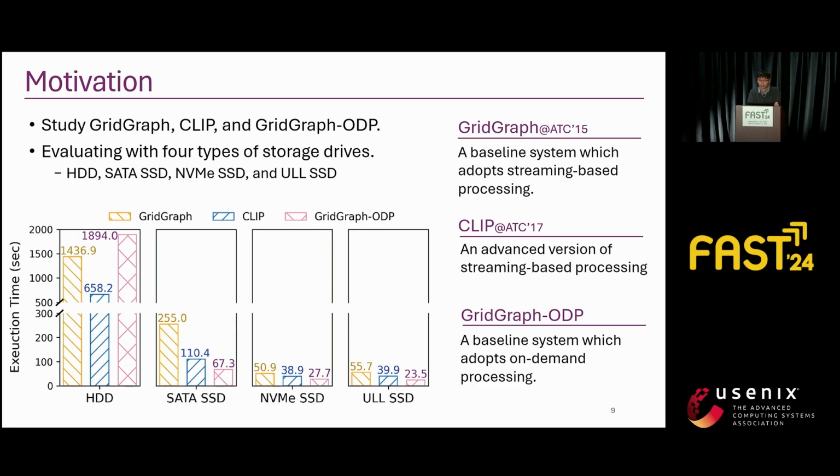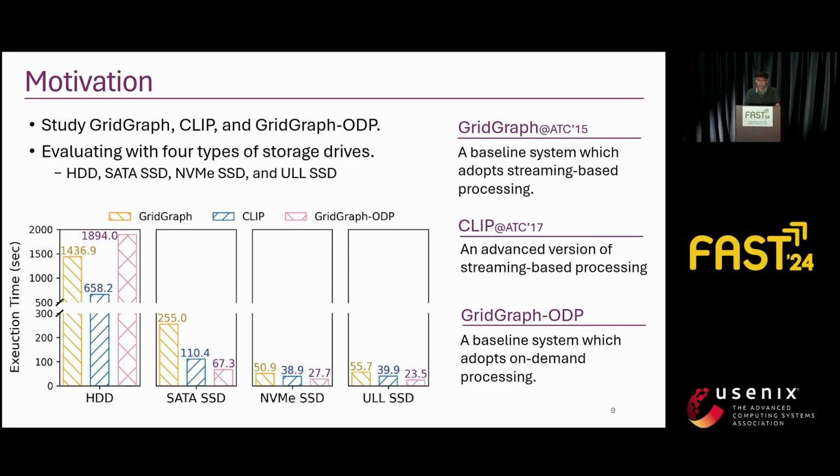So to fairly compare streaming-based processing and on-demand processing, we implement our own system called GridGraph-ODP. GridGraph-ODP also follows the grid-based format, so it can support fully external graph computation. But furthermore, we convert the streaming-based processing into on-demand processing. So GridGraph-ODP can be viewed as the baseline system which adopts on-demand processing.